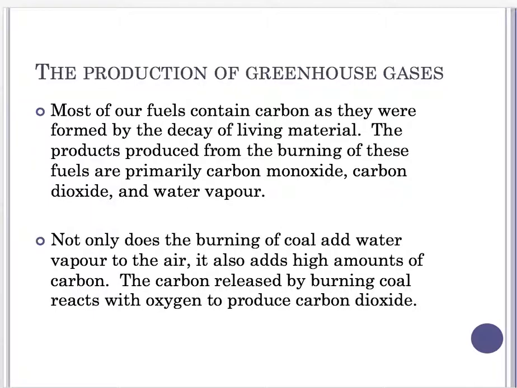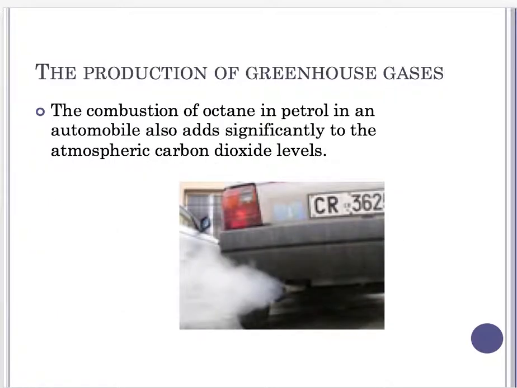Most of our fuels contain carbon as they were formed by the decay of living material. The products produced from the burning of these fuels are primarily carbon monoxide, carbon dioxide, and water vapor. Not only does the burning of coal add water vapor to the air, it also adds high amounts of carbon. The carbon released by burning coal reacts with the oxygen to produce carbon dioxide. The combustion of octane in petrol in an automobile also adds significantly to the atmospheric carbon dioxide levels.